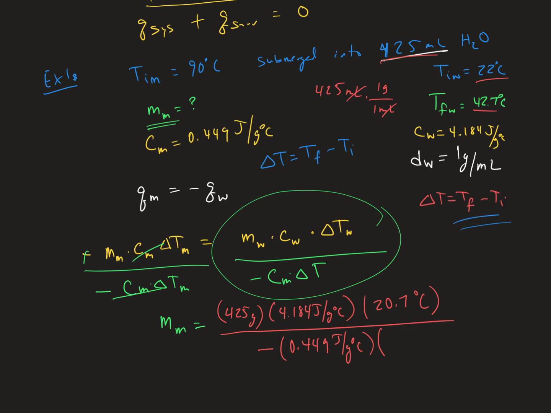Is that the same thing we did over here? No. The initial temperature over here is 90. What's the final? Does it tell us the final temperature of the metal? They're in equilibrium. Yes, they are in equilibrium, so they're the same temperature at the end. So the final temperature is 42.7 degrees Celsius minus 90 degrees Celsius, and we get negative 47.3, right?